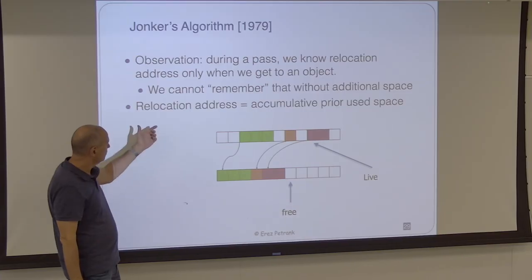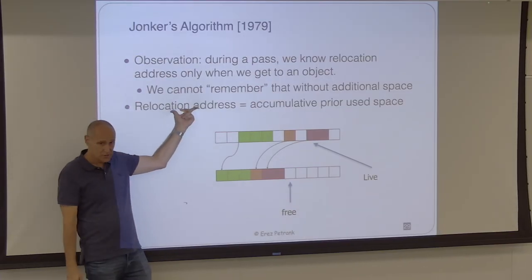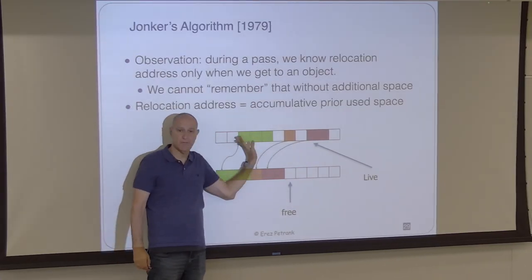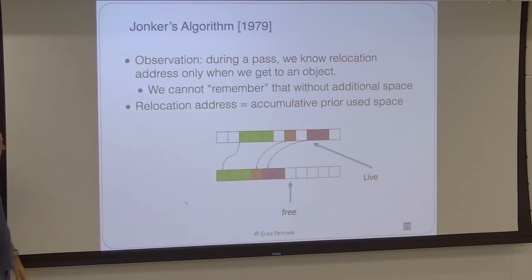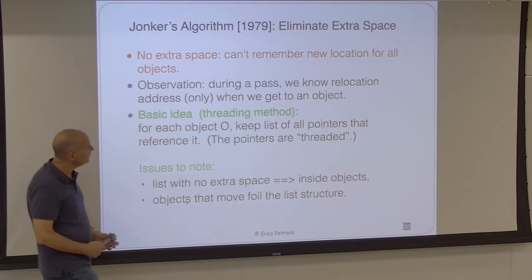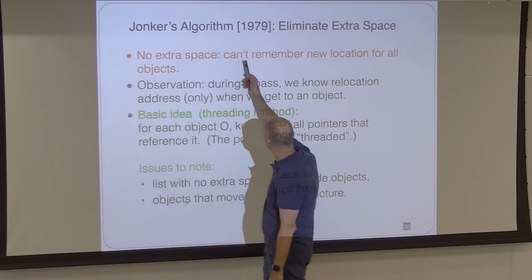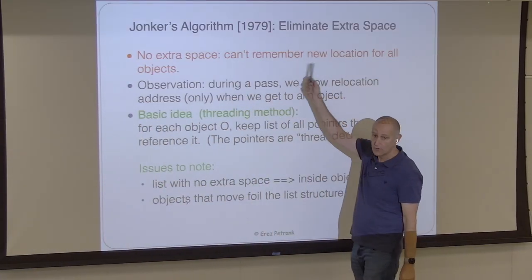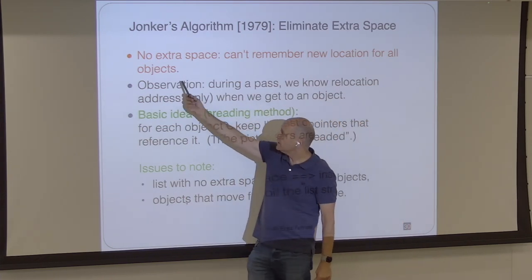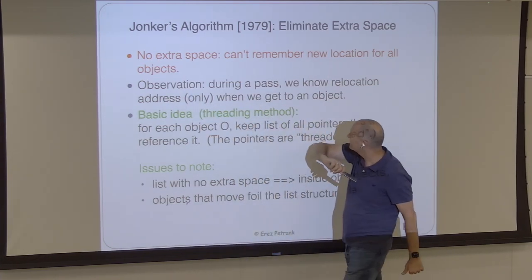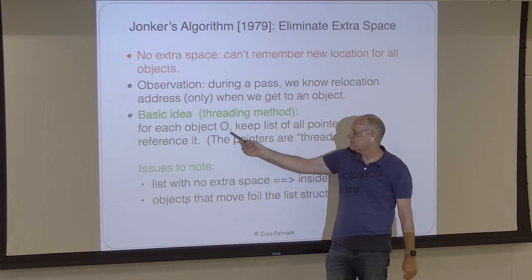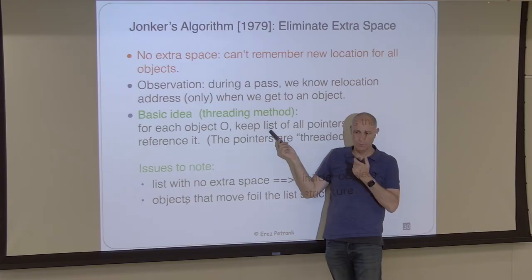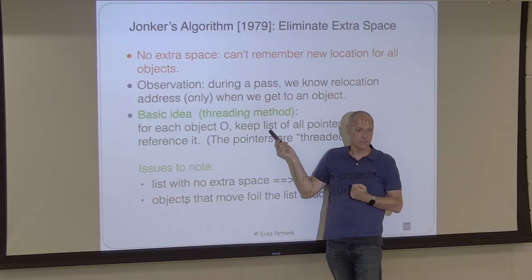Okay, so also the relocation address is just the accumulated space before this object. These are two things to remember. So the compactor says, I cannot remember new locations for all objects. So what I'm going to do is, for each object, keep a list of all pointers that reference it.